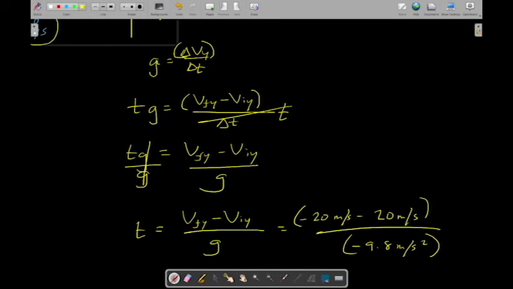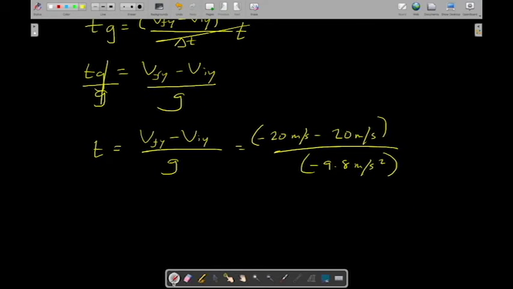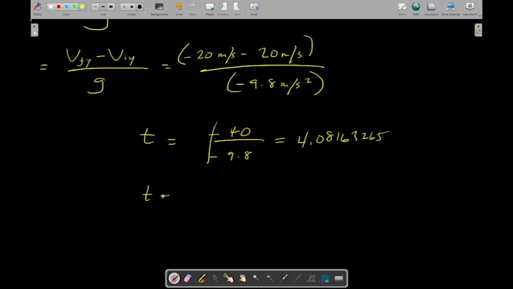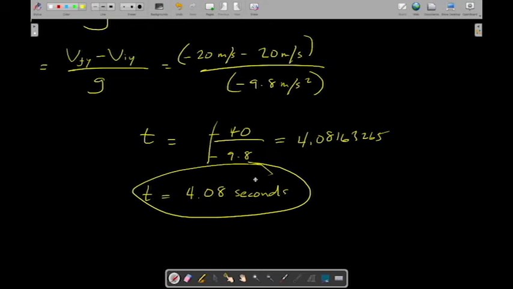Let's go ahead and solve this in parts. So negative 20 minus 20, that's actually negative 40. And I'm just going to carry down the negative 9.8. You'll notice that the negatives will actually cancel out, and so I'm going to do 40 divided by 9.8. And we get as our answer 4.0816. So our time is going to be 4.08 seconds. And that's how long the projectile was in the air.